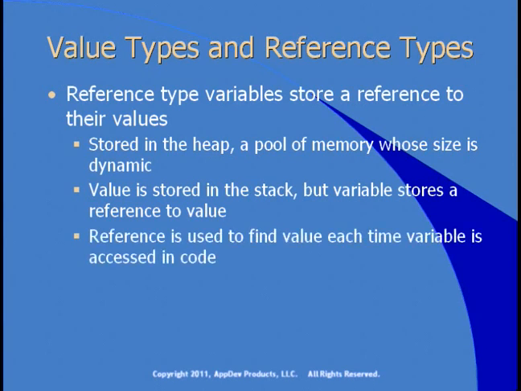And that reference is used to find the value each time you reference the variable in code, and this is less efficient than using value types. Reference types include strings and objects, as well as classes you create.